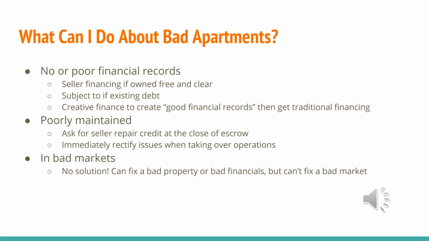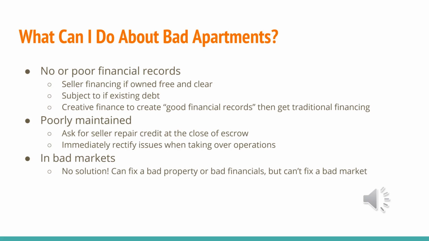So what can you do about bad apartments, right? If it's no or poor financial records, then you can do seller financing, seller carry first, where the seller becomes a bank, and it only works if it's owned free and clear, right? So if you seller finance, no banks are involved, and it'll help the owner save on capital gains tax. You can close a lot faster, in 3 weeks. All you really need to do is a full property inspection.